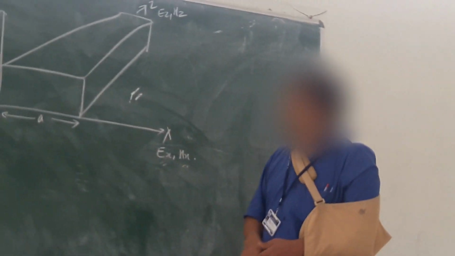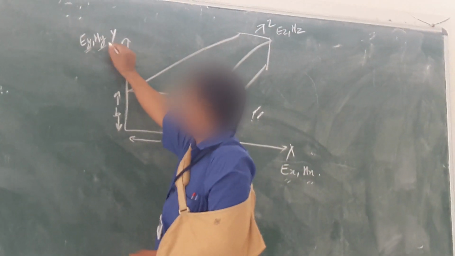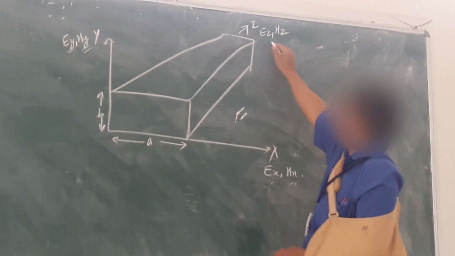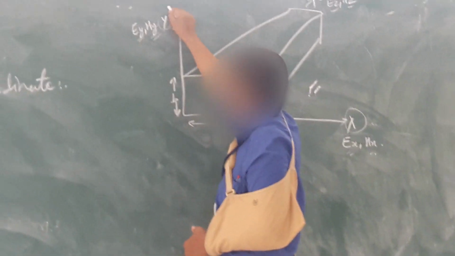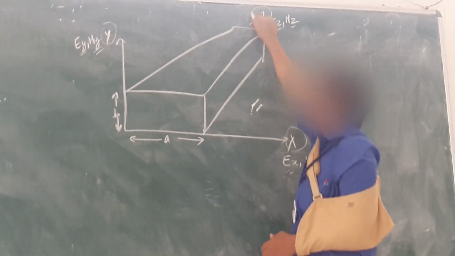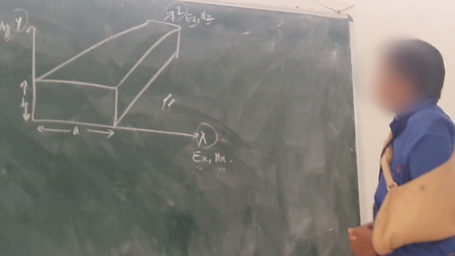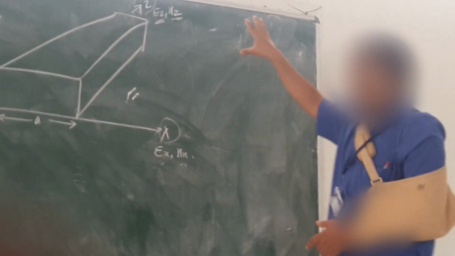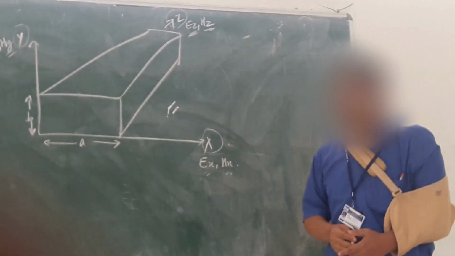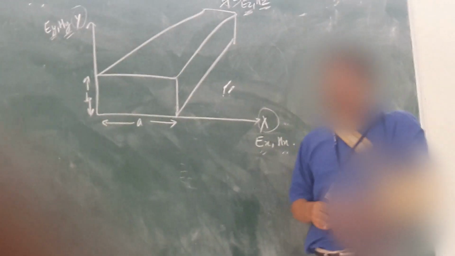In the x-axis you have the Ex component and Hx component. In the y-axis you have the Ey component and Hy component, and in the z-axis you have the Ez and Hz components. Generally we consider the x-axis as the electric field, the y-axis as the magnetic field, and the z-axis is for directional propagation. Directional propagation means that whatever Ez and Hz components you have, we are interested in knowing those components only. And this is the physical dimension of your waveguide.